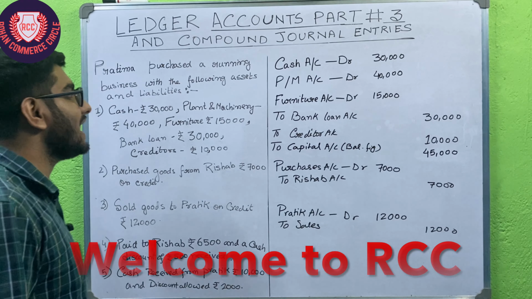Okay, so the balancing figures in cash. What is cash? Cash is a debit balance. I have shown you cash is debit balance. So in cash, what we will write is to balance BD, that is rupees 30,000. Okay, plant and machinery account we will write to balance BD, that is 40,000, and furniture account we will write to balance BD 15,000.